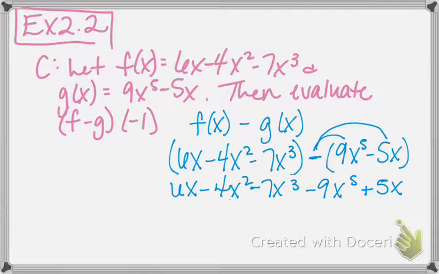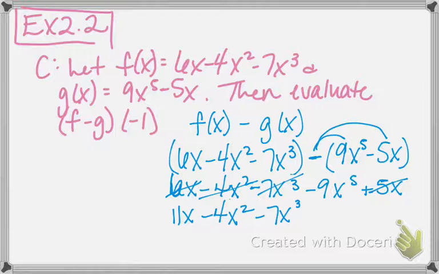Now that I'm here, I'm going to combine my like terms. So I have my like terms with my 6x and my 5x, so that's going to give me 11x, and I used it, so I'm going to cross it out. I don't have any like terms with my 4x squared, so I'm going to just carry it down. I don't have any like terms with my negative 7x cubed, carry it down, and I don't have anything for my x to the 5th. Oops, wrong one. That's funny. Okay. So this is my combined function.